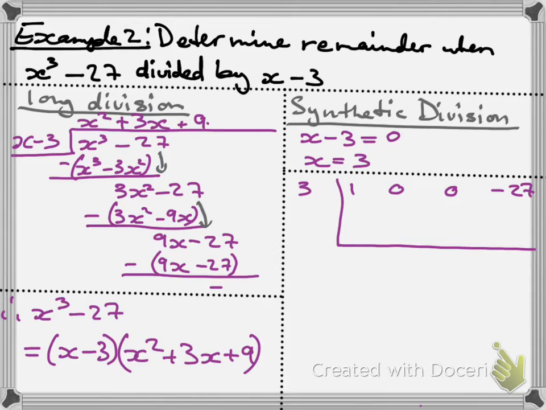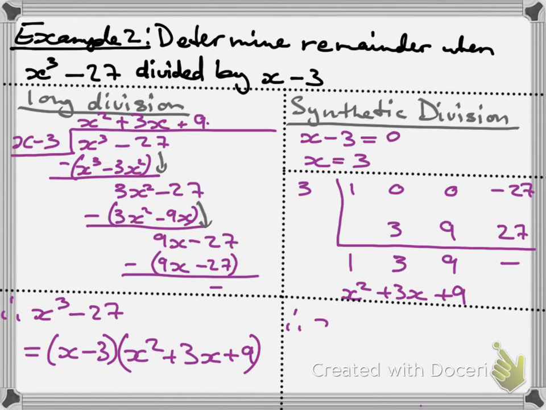Okay. And then now we bring down the 1. And then we say 3 times 1, which gives us a 3. And then 0 plus 3, it gives a 3. And then 3 times 3, it's a 9. 0 plus 9, it's a 9. 9 times 3 is going to be positive 27. Negative 27 plus 27, it's a naught. So we are going to say now our x squared coefficient is 1, and then 3x plus 9. So we can say therefore x cubed minus 27 is equal to x minus 3 multiplied by x squared plus 3x plus 9.